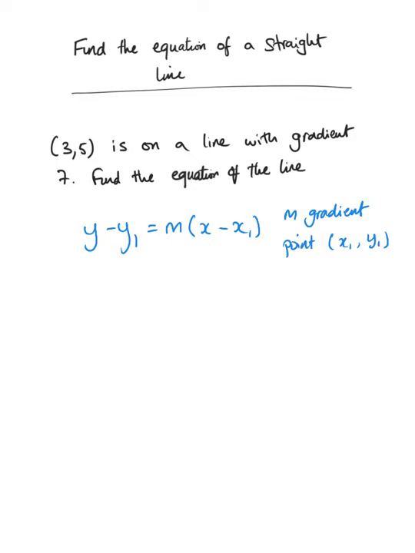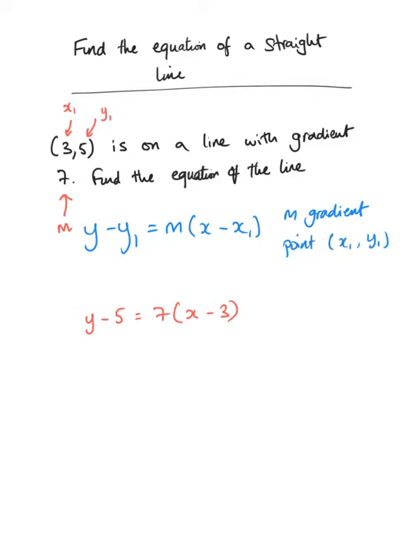So if we're looking at this question, I know that (3, 5) is on the line that has a gradient of 7. I'm just going to make sure I can identify everything. So m is the gradient, 3 is my x1, and 5 is my y1. And now all I'm going to do is substitute in. So y minus y1, so y minus 5, is equal to m, 7, times (x minus 3). Now this is the equation of a line.